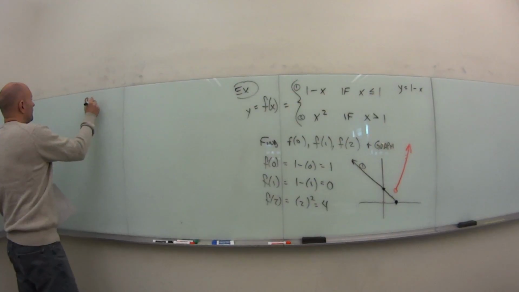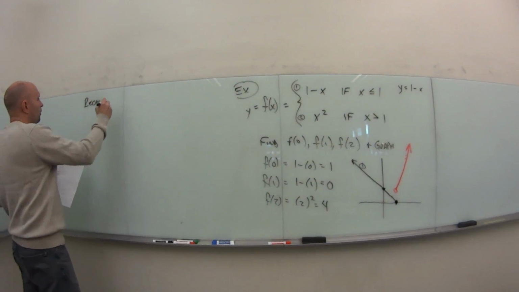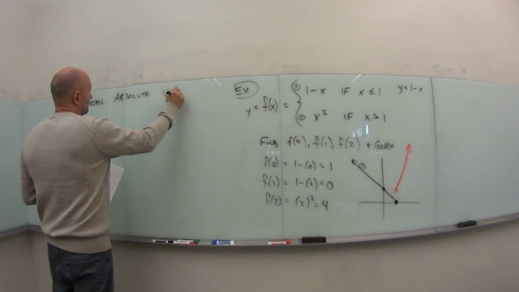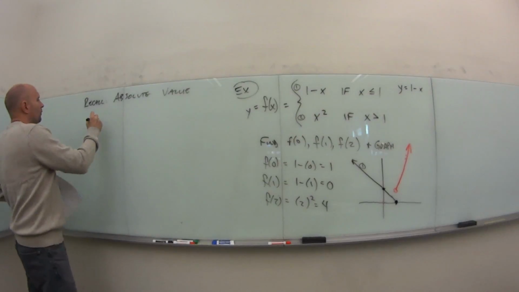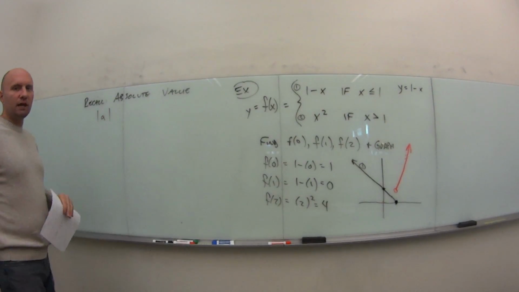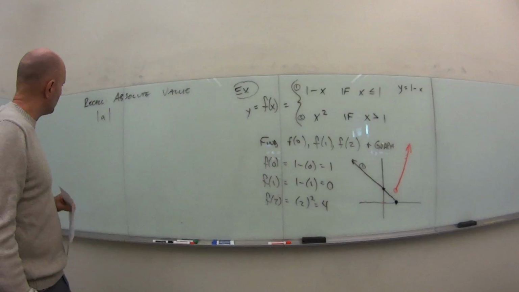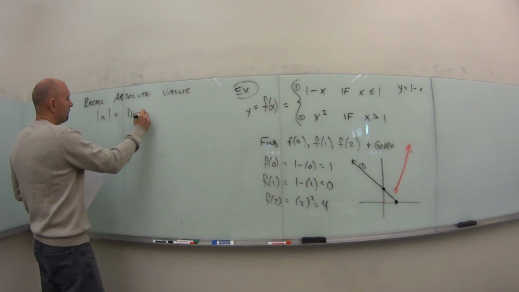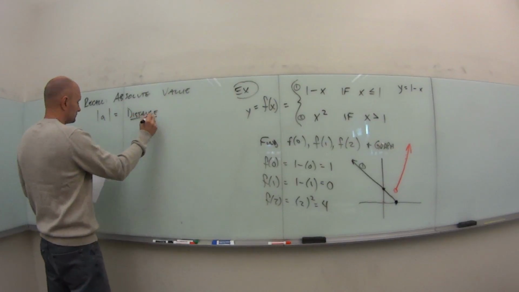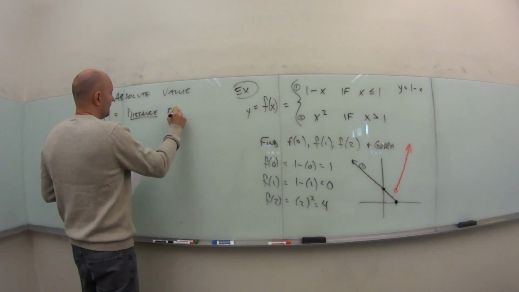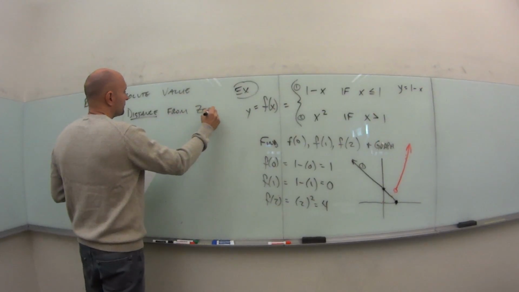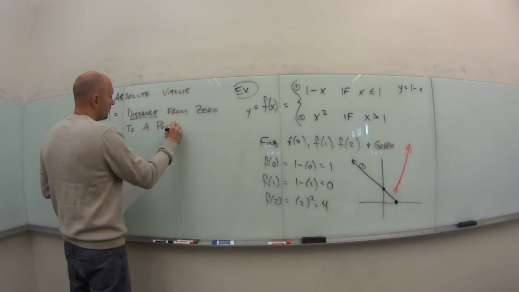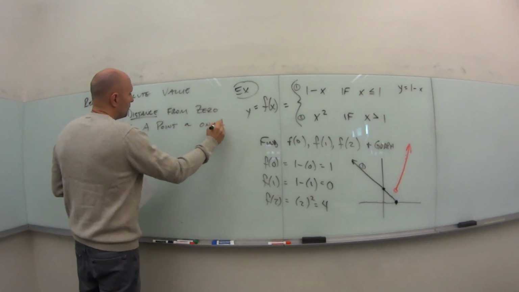So, recall one of our specific functions here, which is what? Which is the absolute value. So absolute value, we knew what? We had this notation, a with the bars around it. And this represented what? It was the distance from 0 to a point a on a number line.